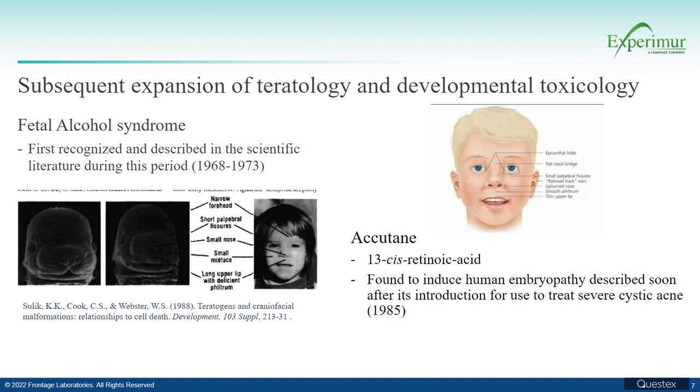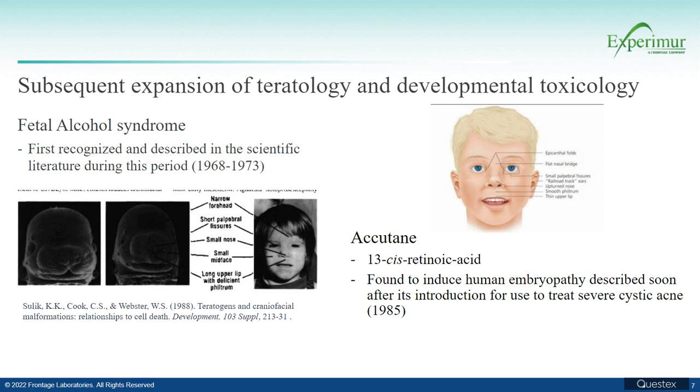Another example of a teratogen is Accutane, which is 13-cis-retinoic acid. So it is commonly referred to as Accutane embryopathy.